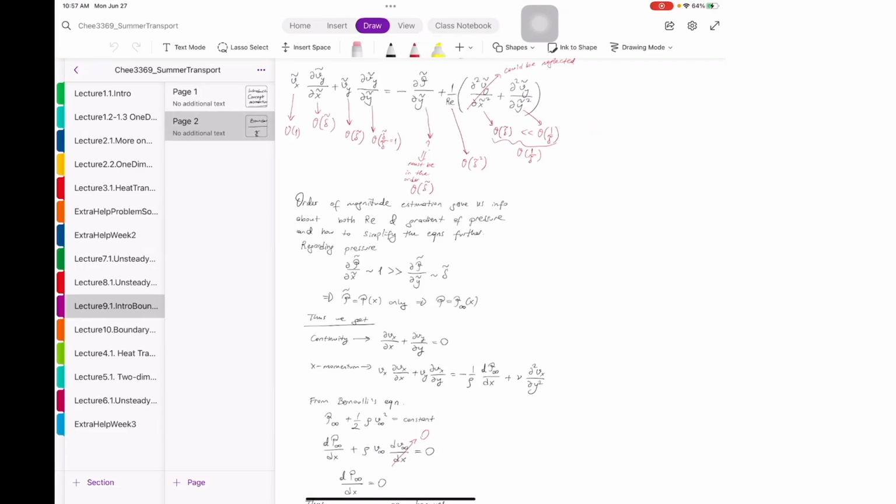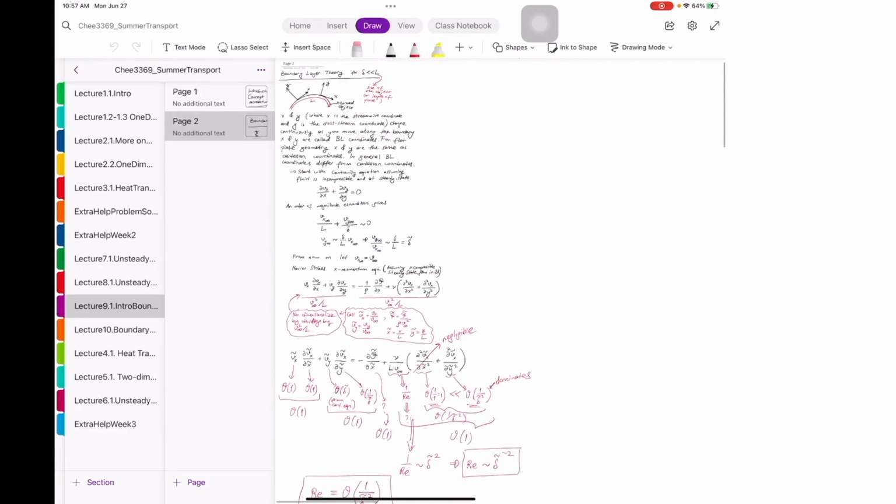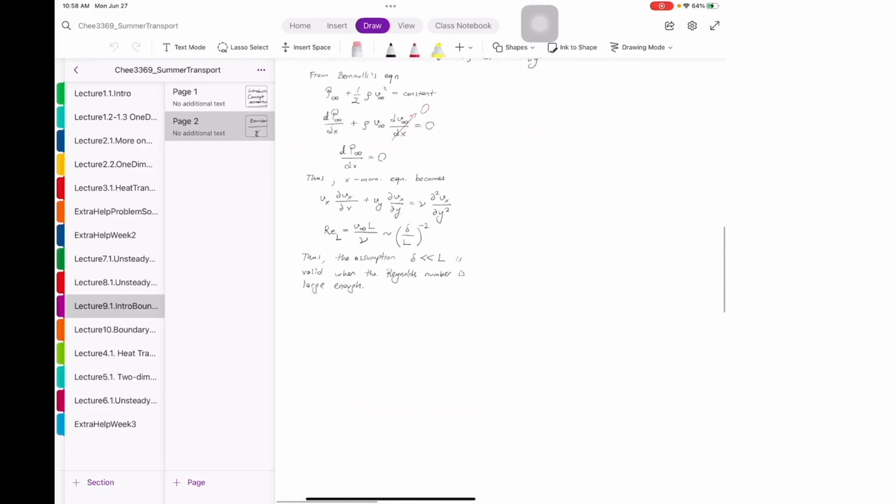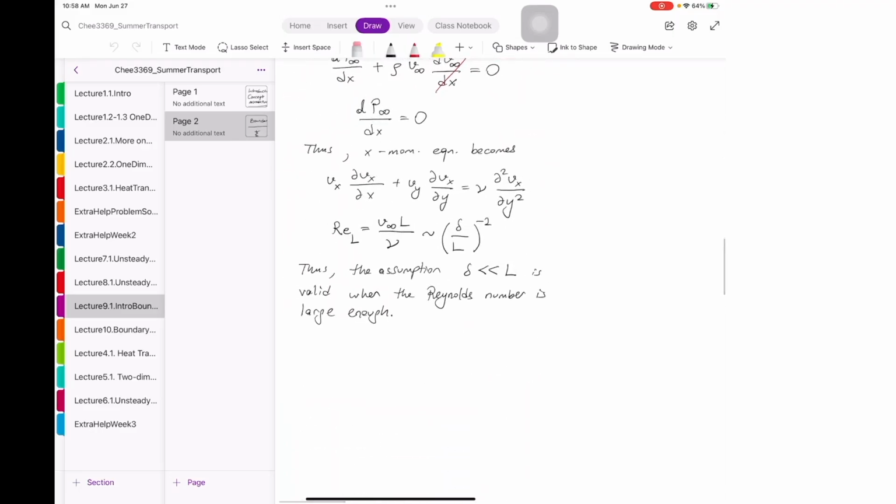In 9.1, we derived the governing differential equations for boundary layer theory, for the thickness of the boundary layer delta much less than the size of the object L, and we got these equations. I'm going to write down those equations, and I'm going to show you how we can attempt to solve them.